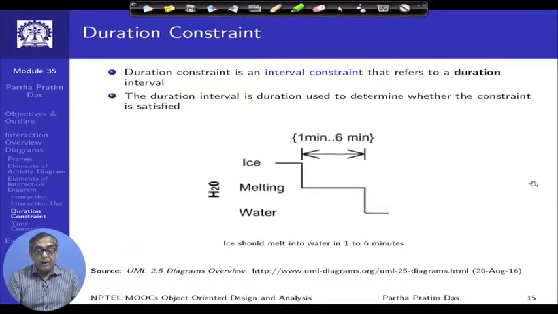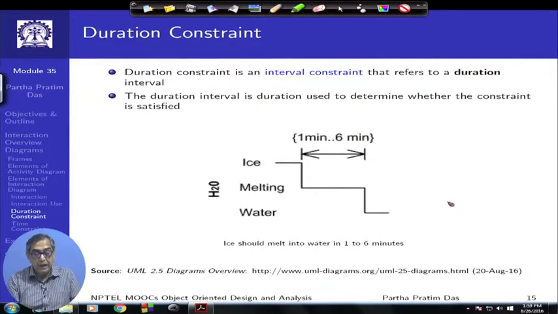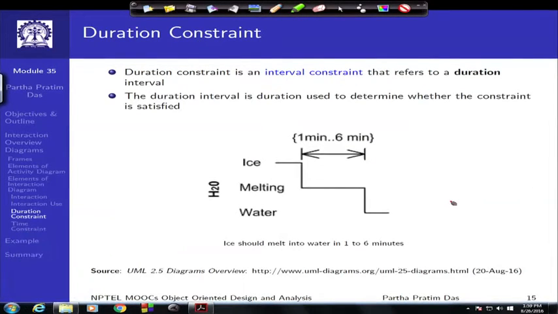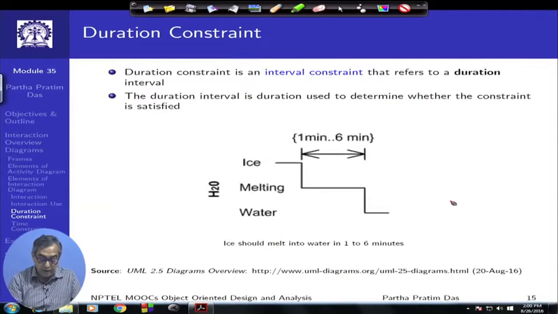Besides that, in the interaction overview diagram, we can provide constraints, particularly duration constraints. This is a notation that you show. As we will see later, these are borrowed from the timing diagram. We have not yet done the timing diagram, so you have not seen this. It is a diagram showing that there are 3 states of water, H2O rather: ice, melting and water, and this is how the states change, and it remains in this state for this duration.